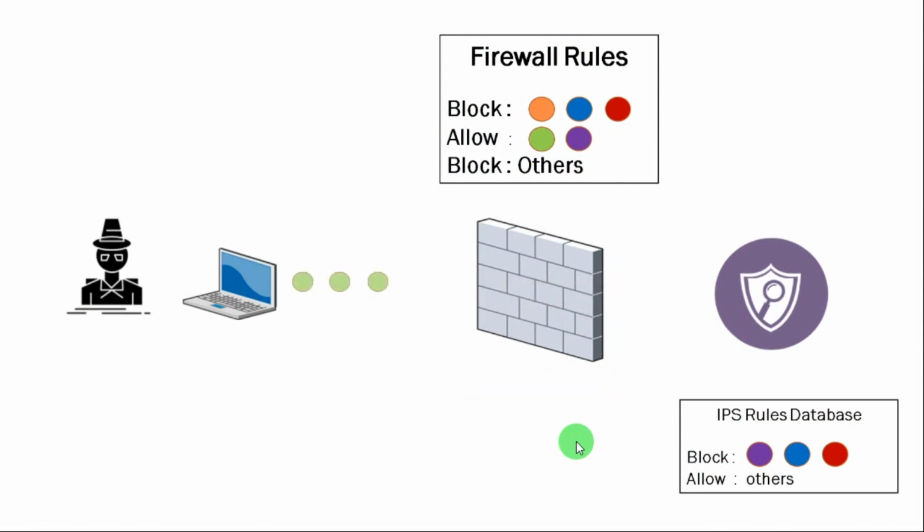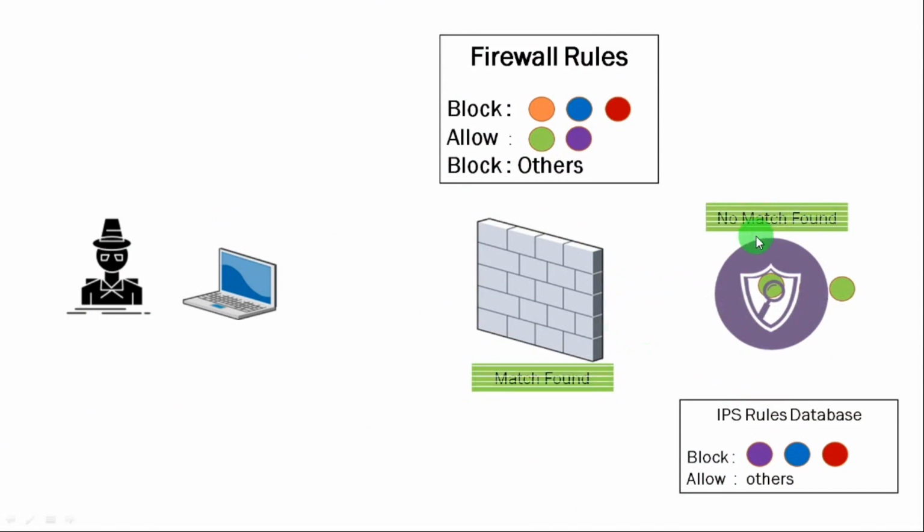In the second case, the attacker sends some packet. The firewall searches in the database and finds a match for allowing the packets. Further, this packet passes through the firewall and reaches the IPS. Then the IPS doesn't find any match, so it allows the packet to pass through it.